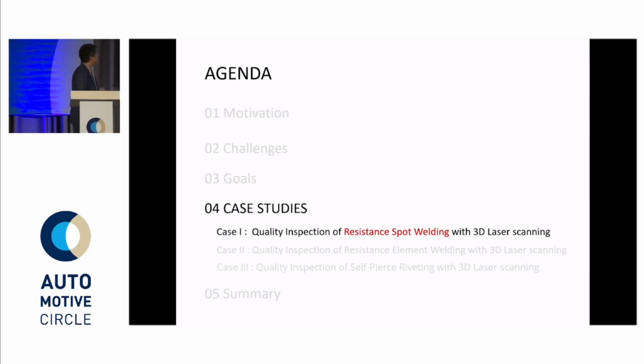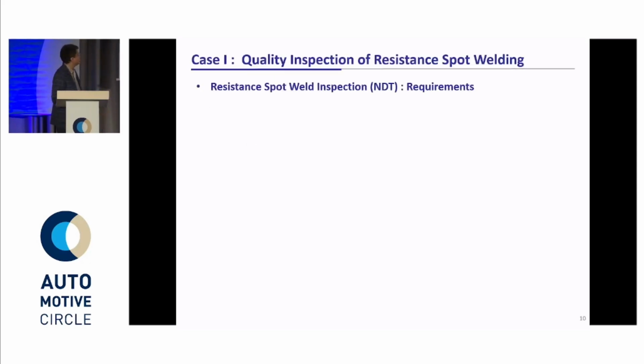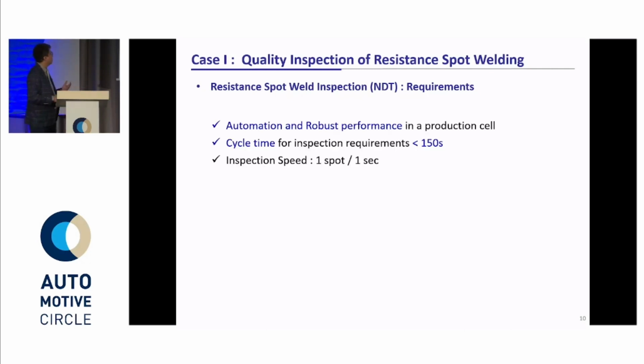Here are the case studies. First, I'm going to share some information on our first case, quality inspection of resistance spot welding with 3D laser scanning. It's a resistance spot welding quality inspection with non-destructive testing. It has several requirements. One of the requirements is automation and robust performance in the production cell, and the cycle time for the inspection has to be less than 150 seconds for the inline production. And also inspection speed has to be one spot per 1 second.